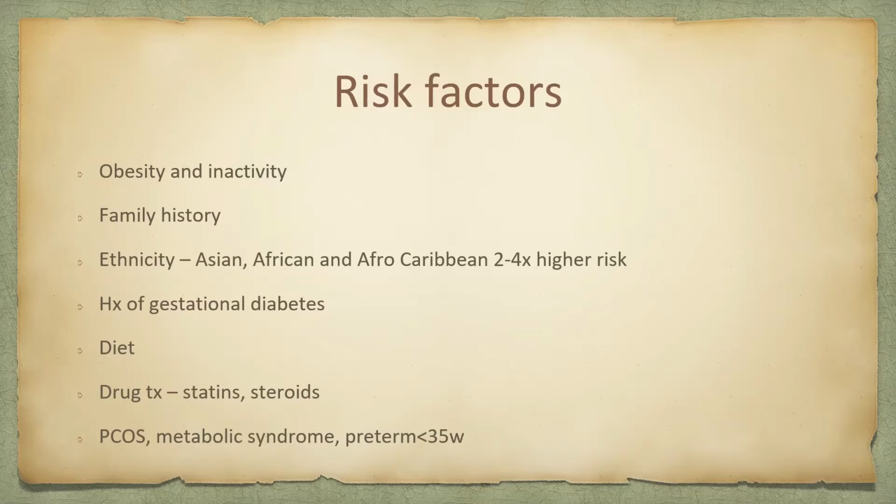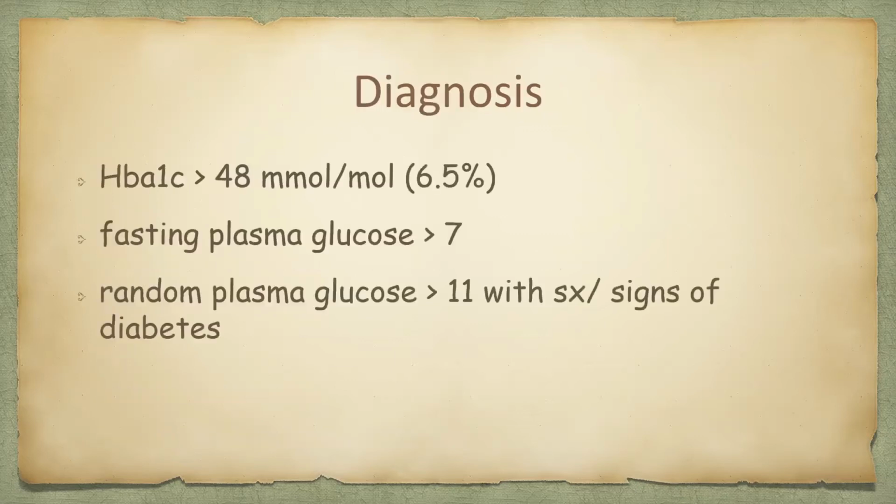Drug treatments like statins or steroids, and other medical conditions like polycystic ovarian syndrome or metabolic syndrome, and even people who are born preterm, less than 35 weeks, are deemed to have a higher risk of developing diabetes in later adult life.